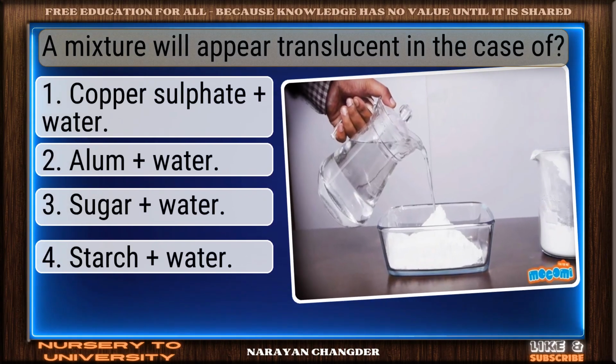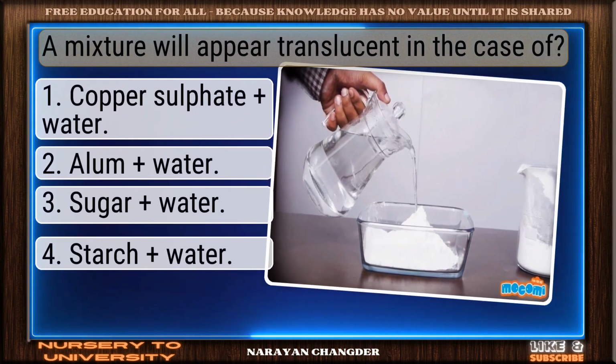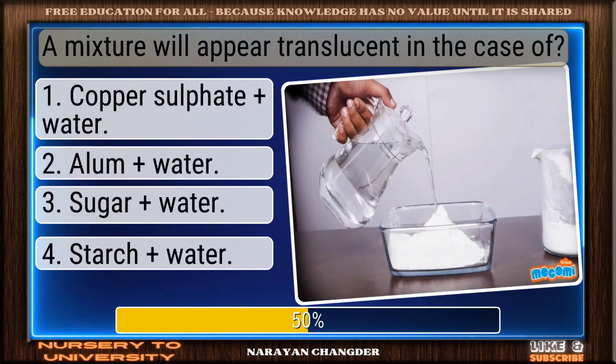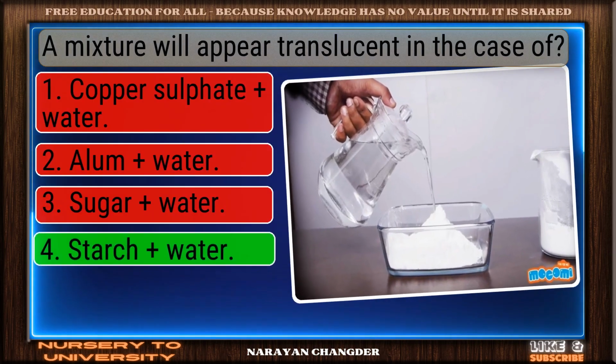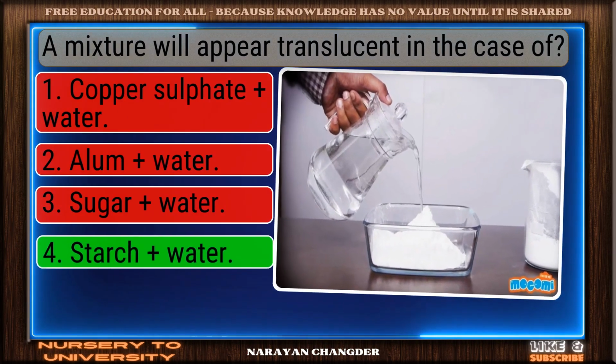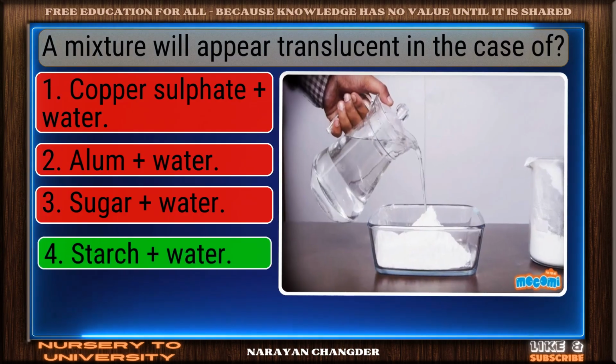Question number 10. A mixture will appear translucent in the case of. Excellent. Starch plus water is a brilliant choice.